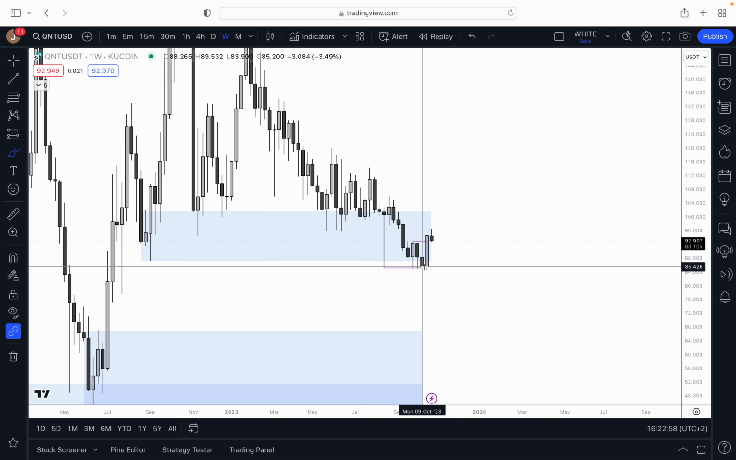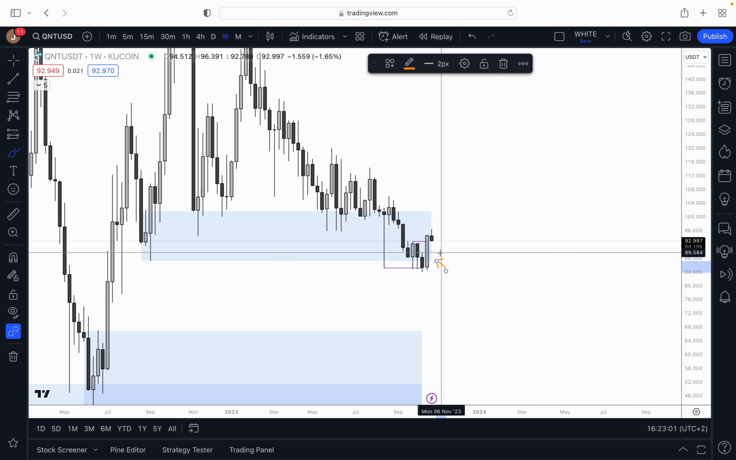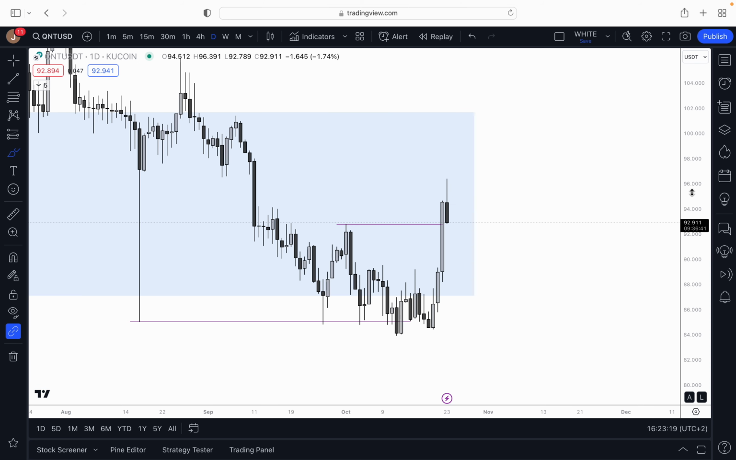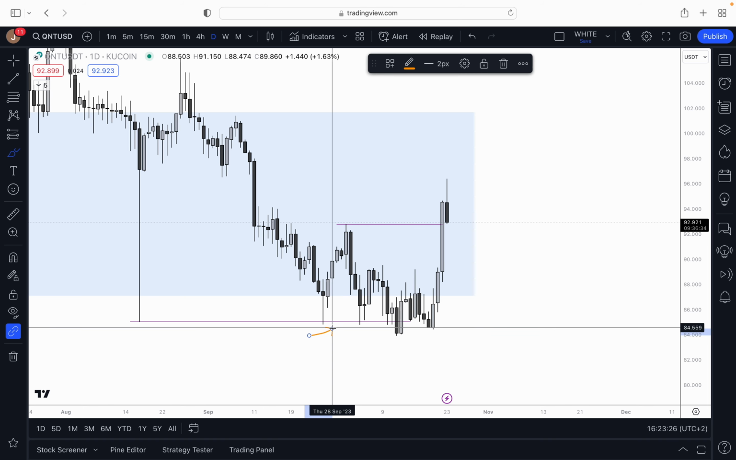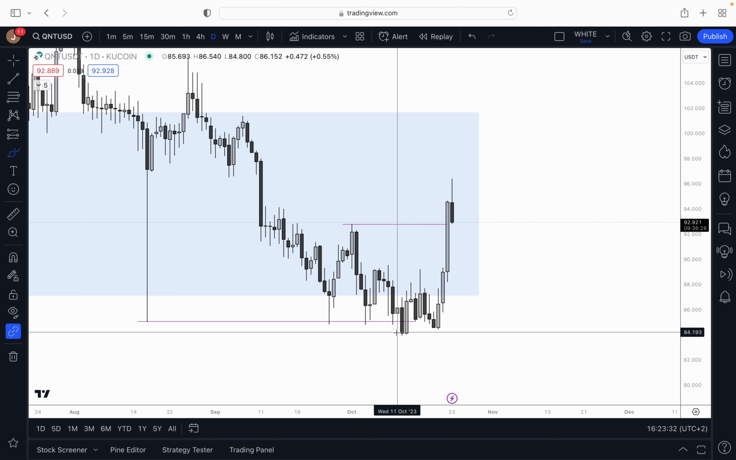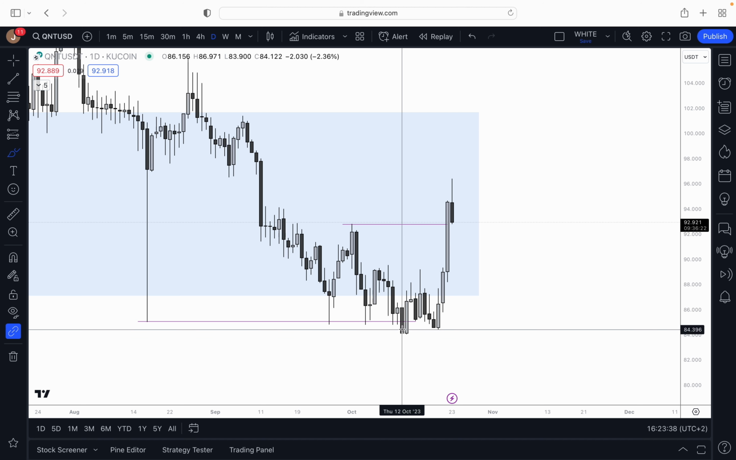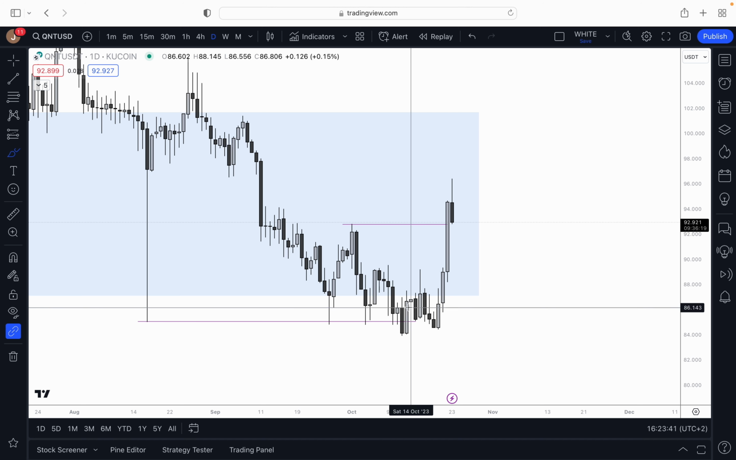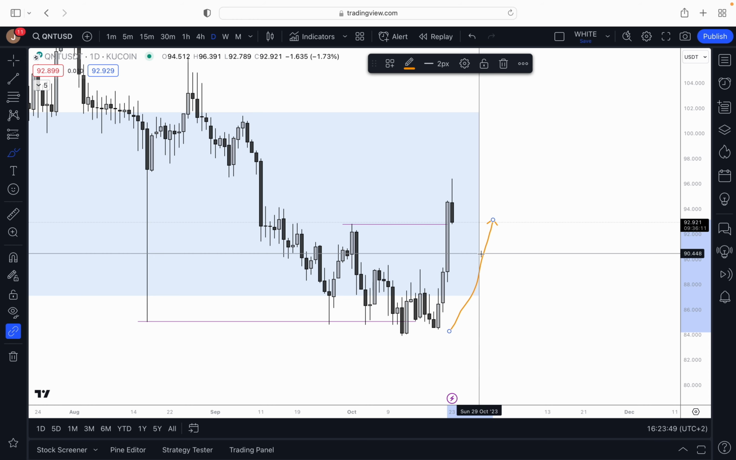But after this bearish candle we saw this bullish candle to the upside, which is a very good sign for Quant. As we go on the daily chart, you can see that we have this range right here. We always tested this level to the downside, but just one time with this body close, which is normally not a good sign. But right now, after this bearish candle, we saw this bullish candle to the upside, which is a very good sign. And right now we saw this push to the upside.